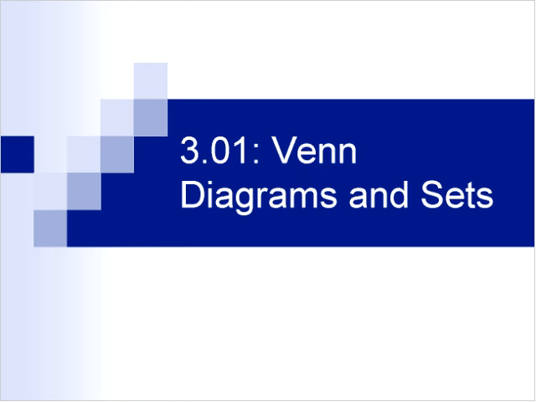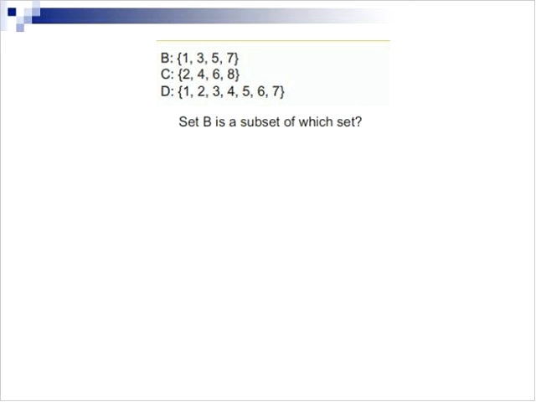And let's talk about Venn diagrams and sets today. We're going to begin with talking about sets. Now, sets are denoted with capital letters, and you'll see your little bracket markings here. And the numbers that appear inside of those brackets are what we call elements. So 1, 3, 5, 7 are all elements of set B.